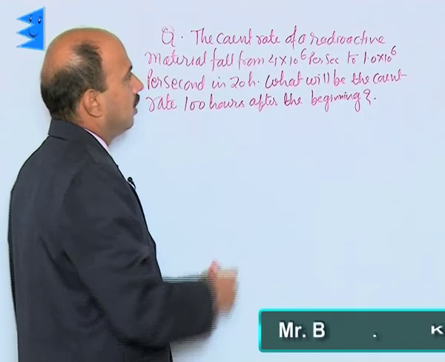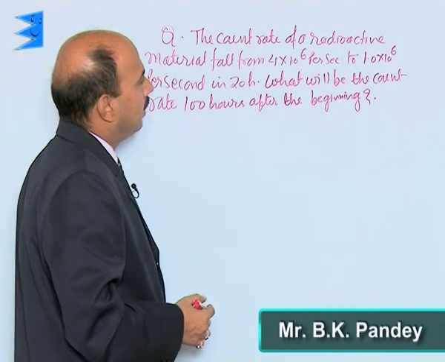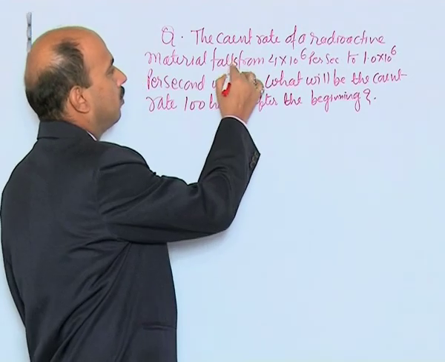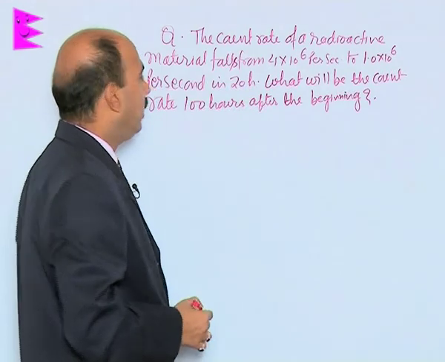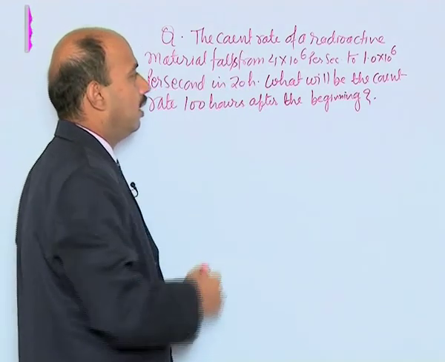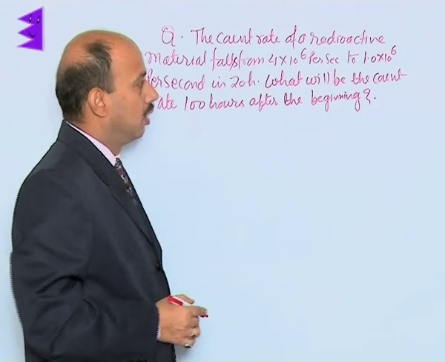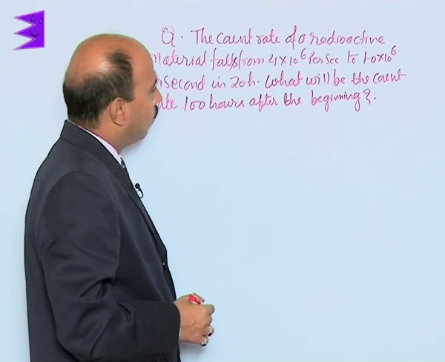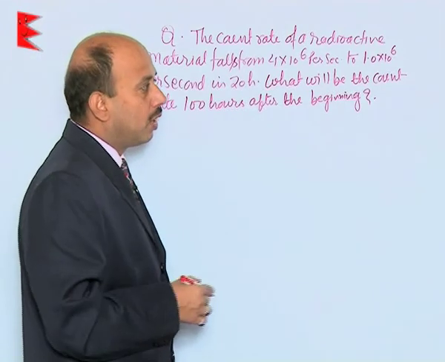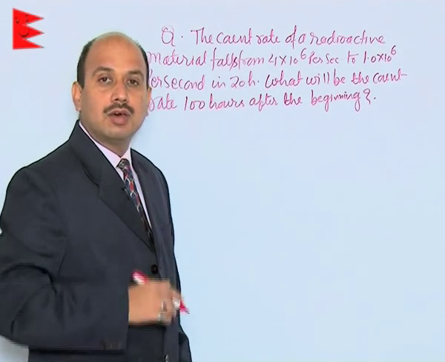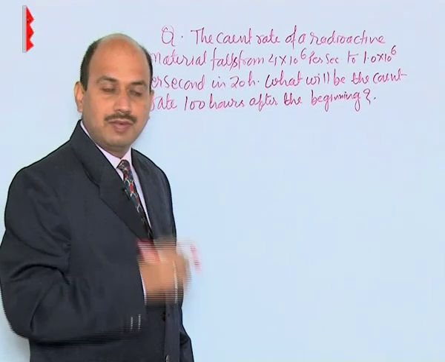Now see here, the count rate of a radioactive material falls from 4 × 10^6 per second to 1 × 10^6 per second in 20 hours. What will be the count rate 100 hours after the beginning? So we have to calculate the count rate, that is the rate of decay, that is, the activity.